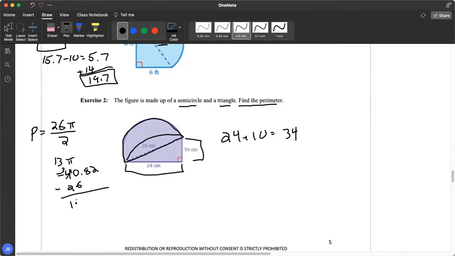So we should get about 14.82. Then we add 34 to that, because that was the rest, our other two sides. So we should get about 48.82 centimeters. Any questions on that one? Comments, concerns? Did anybody do it differently?